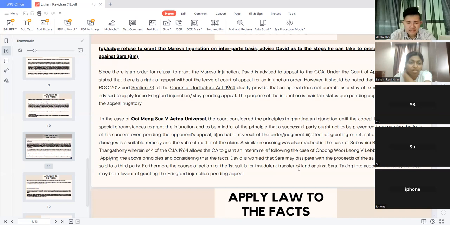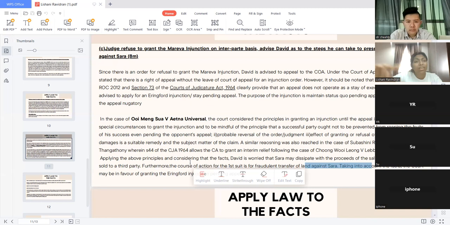Why am I telling like that? Because my client is David. That's why I put the court may be in favor of granting. But let's say my client is the other way. I will explain first whether there's any possibility, and not look at the facts. But if the question is open-ended like this, I might as well say may not be. Like how I put in the first question.